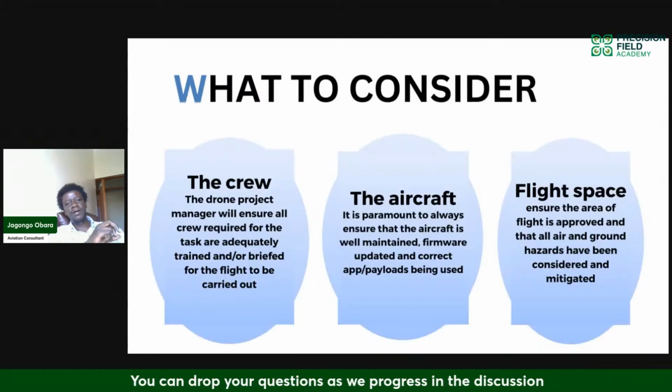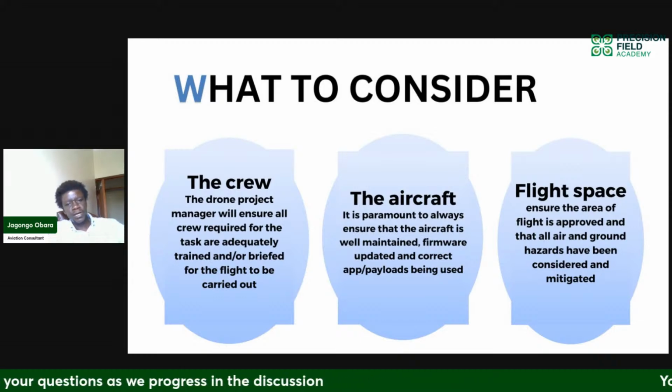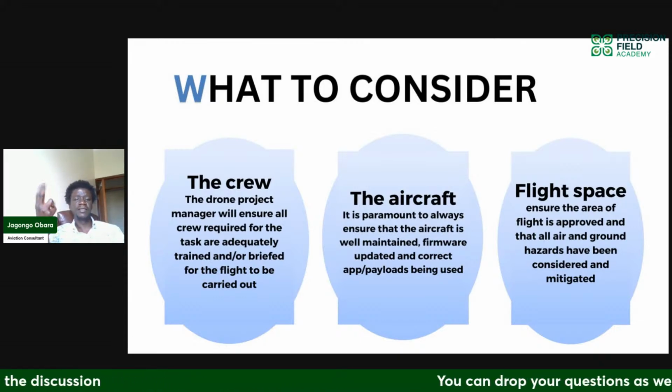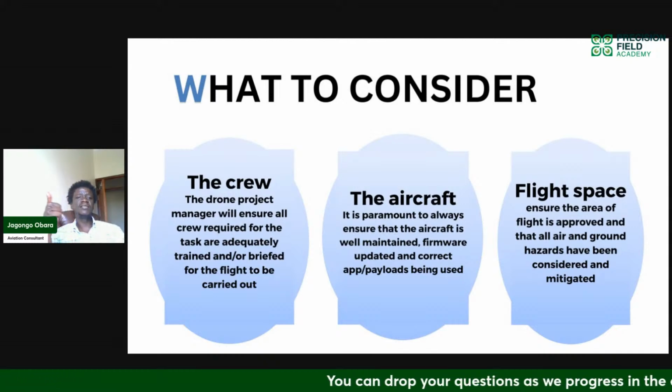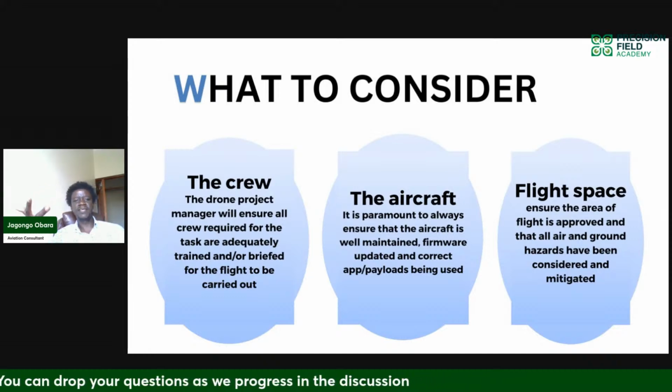And so what are we considering when we're doing these drone operations? We're looking at three things. First of all is the crew. The second one is the aircraft. And the third one is the flight space.